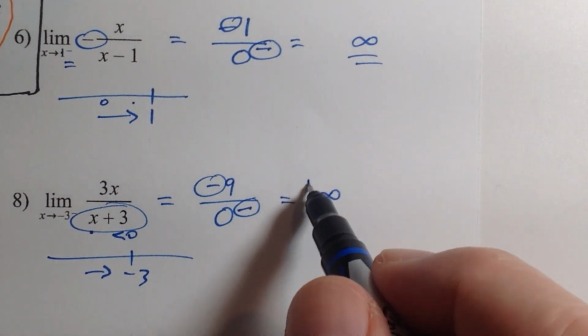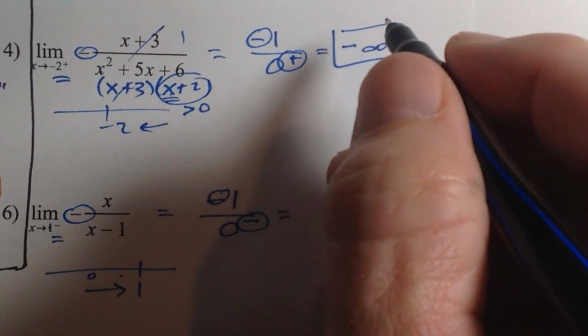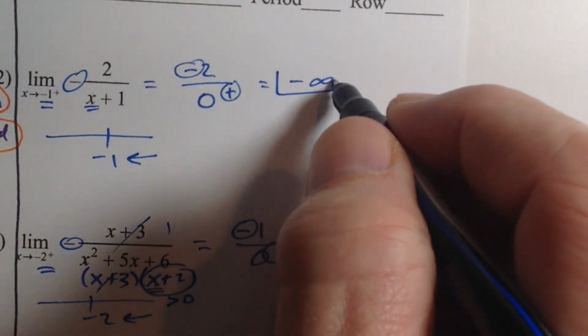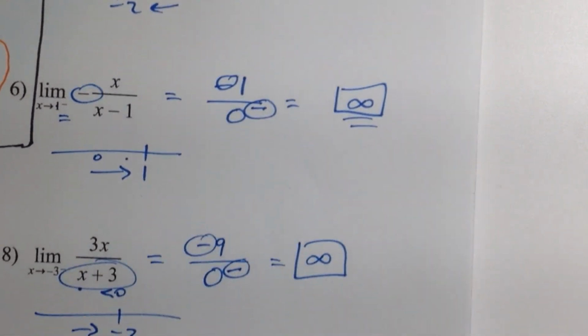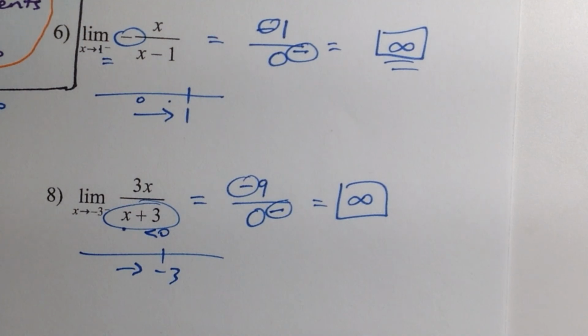Okay. And maybe put a box around these guys. And finally up here. That takes care of 2 through 8. I would encourage you to go ahead and do 1 through 7 odd, and then I'll see you in the next video.